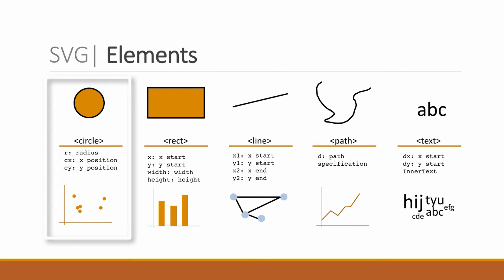So SVG has some elements that you can use to draw, and we have, for example, circle that enables you to draw a circle, and you can define the radius of the circle, you can define the X position of the circle and the Y position. This X and Y is relative to the center of the circle.